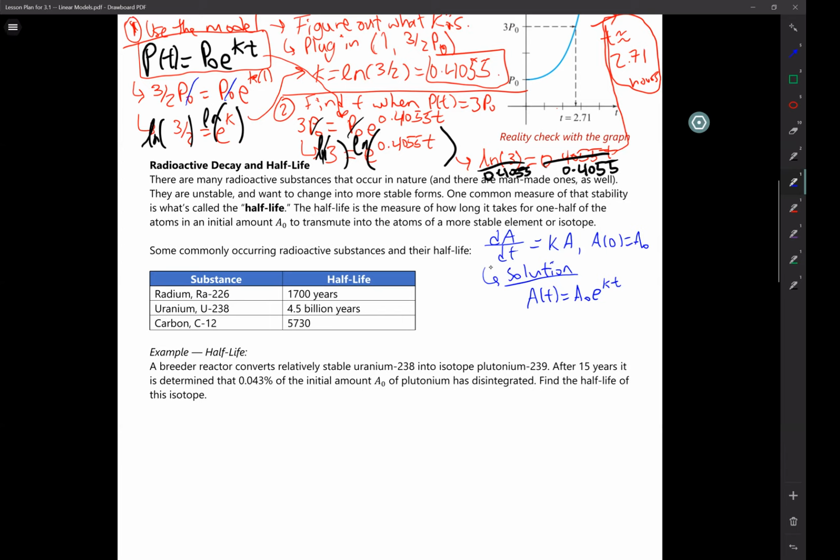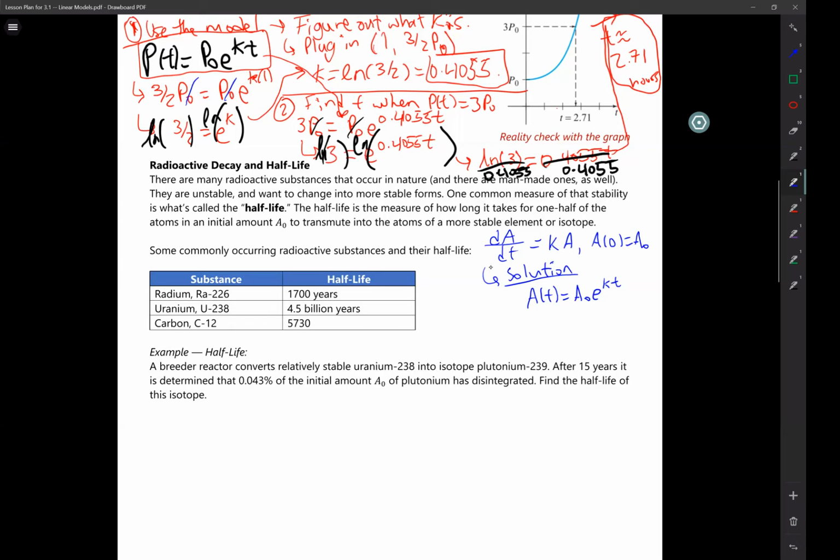I wrote in here some stuff about what radioactive decay is and half-life. You can read that on your own, but basically some substances out there are unstable and they want to decay to a more stable isotope or version of the element, or to different elements, actually. We've all heard of half-life, it's a really cool video game too. But half-life basically means how long it will take, if you leave a slab of the radioactive material alone, for half of it to decay. Different substances have different timelines.